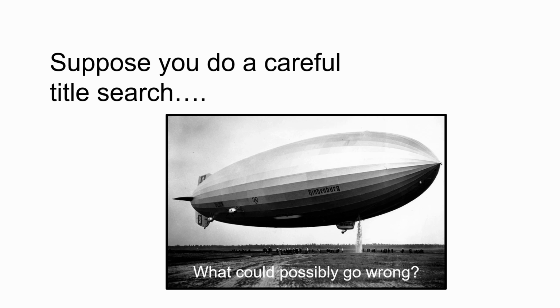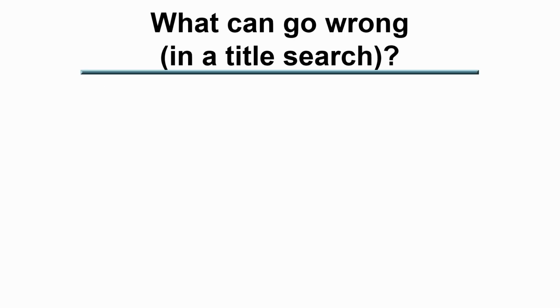Now we're going to turn our attention to a different topic. Suppose you do a careful title search. What could possibly go wrong? And the answer is a whole lot of things could go wrong. Now in this screen, we're going to summarize the things that can go wrong in a title search. And then in the subsequent screens, we're going to look at each of those problems in detail.